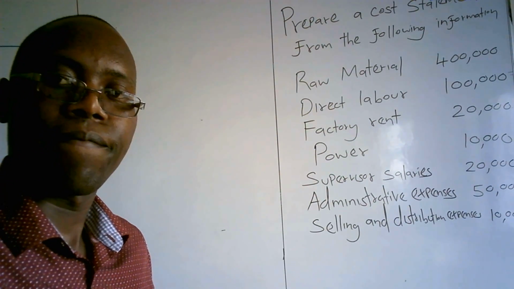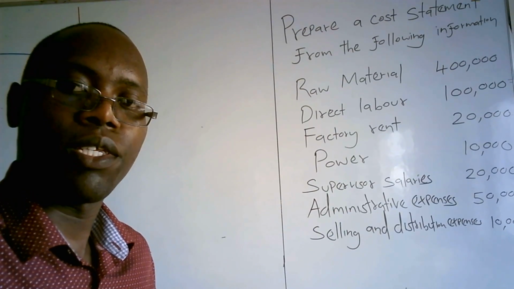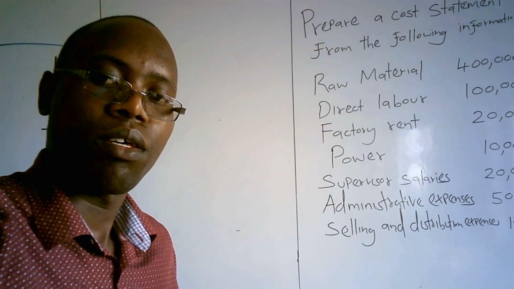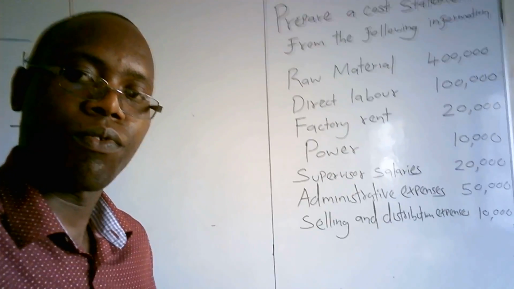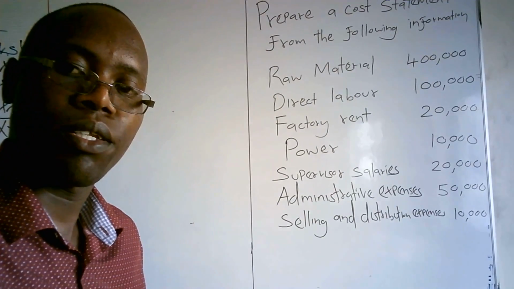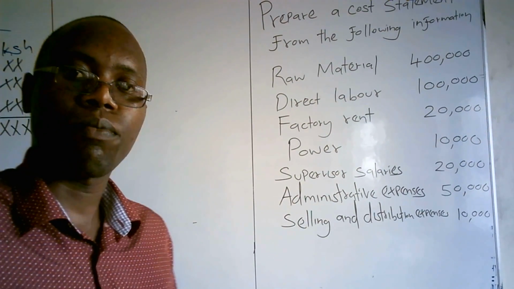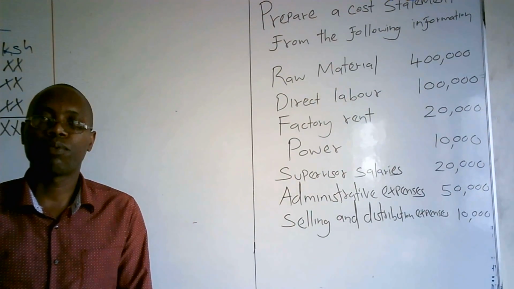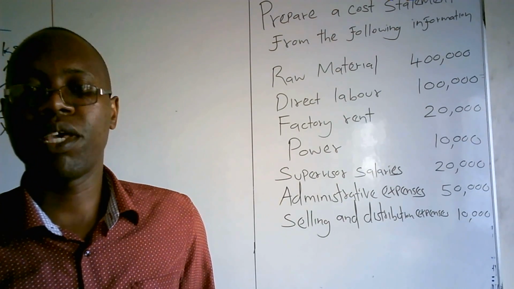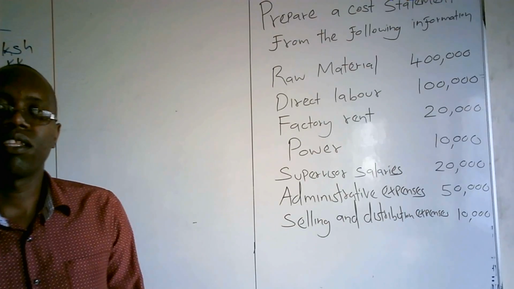And the question is saying that you can be able to see the question there. So the question is saying that we prepare. So let me adjust the camera properly. So the question is saying that prepare a cost statement from the following information. So you have been given the information there.